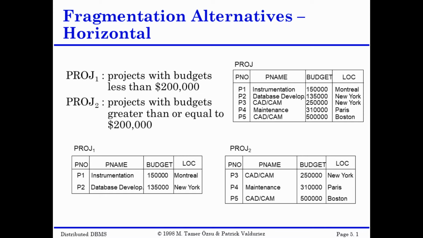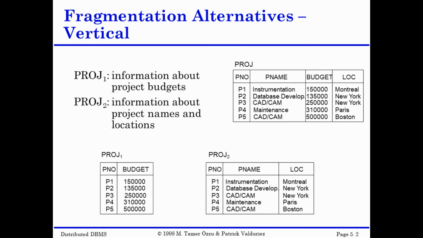And then you have the 2 horizontal fragments, I mean project 1 and project 2, that were created from project. Now I go to the next slide.